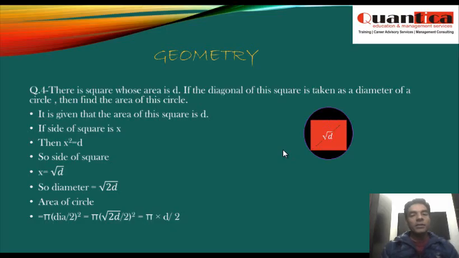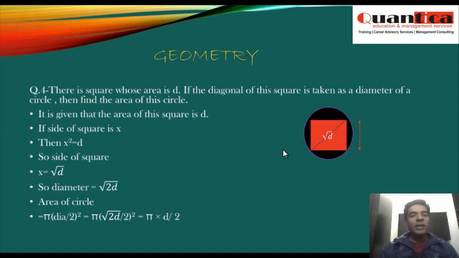so x into x comes out to be equal to D, and side comes out to be equal to root D. The diagonal is not root D, this is wrongly written, but the diagonal will come out to be equal to the square root of (root D whole square plus root D whole square), which will come out to be equal to root 2 of D. So this is my diameter.